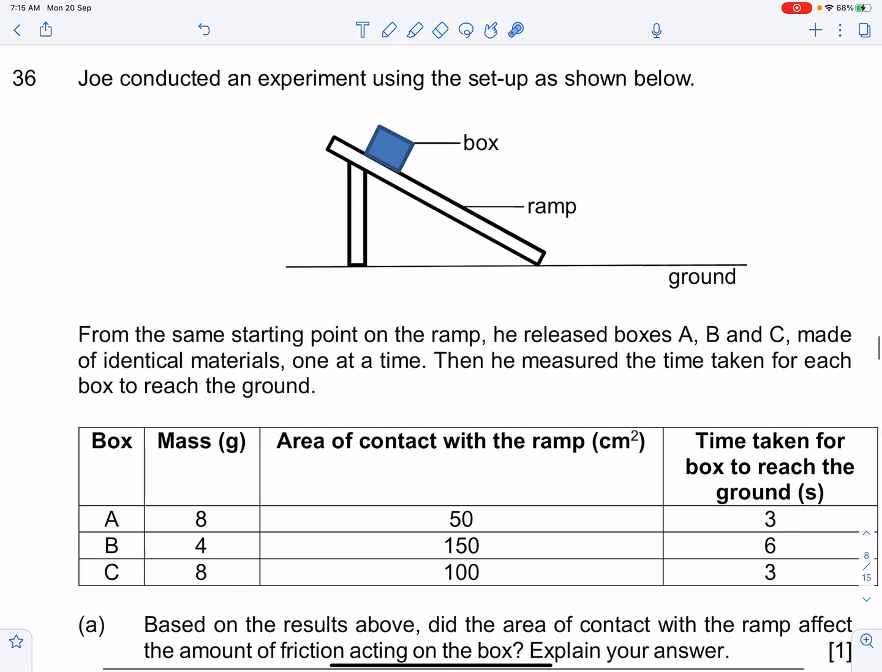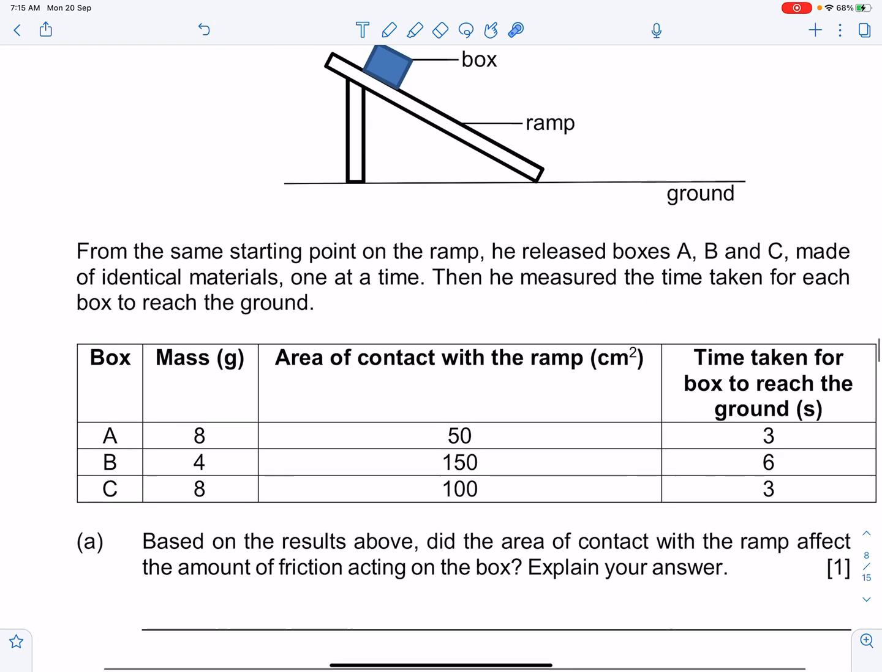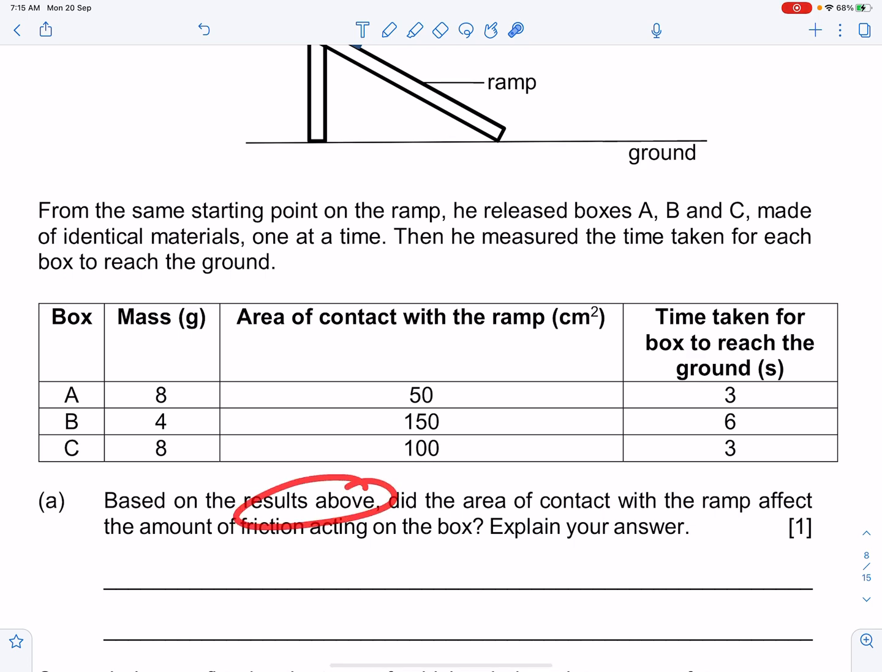36. Okay. Joe conducted an experiment using the setup as shown below. From the same starting point on the ramp, he released boxes A, B, and C made of identical materials at one time. He measured the time taken for each of the boxes to reach the ground. Based on the results above, did the area of contact with the ramp affect the amount of friction acting on the box? Explain your answer. If you ask me, this looks like a relationship based question.